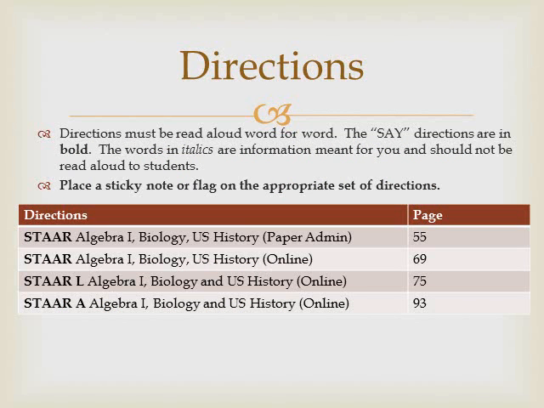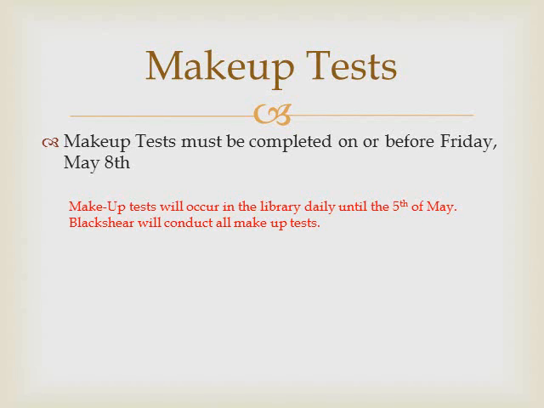Directions must be read aloud word for word. The say directions are in bold. The words in italics are information meant for you and should not be read aloud to students. Place a sticky note or flag on the appropriate set of directions. For algebra, your directions for the paper administration are on page 55. For Algebra Online Testers, page 69. For STAR L Algebra, page 75. And for STAR A Algebra, page 93.